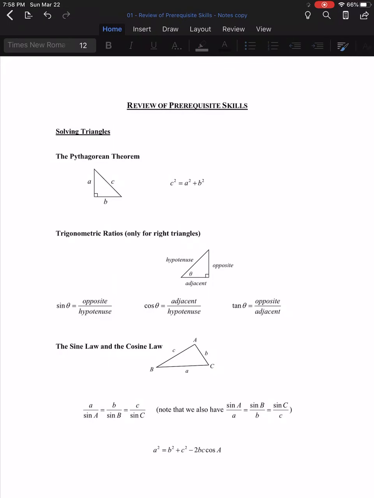Okay, starting our chapter on Introduction to Vectors, we have to review some prerequisite skills here. Some things that hopefully ring a bell for you. The Pythagorean Theorem, c squared equals a squared plus b squared, only used for right-angled triangles. Trig ratios, that's the SOH CAH TOA thing, also only for right-angled triangles. And then Sine Law and Cosine Law, which are for triangles that are not right-angled.